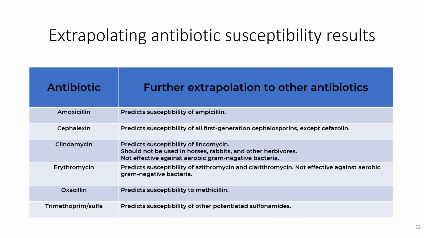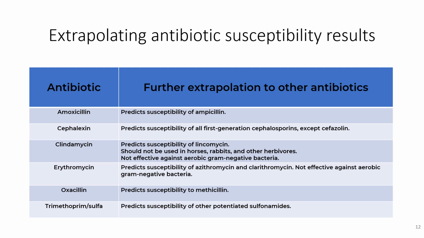It is not possible to report all the antibiotics in a single report. So the microbiology lab often makes use of a representative antibiotic which can be extrapolated to other antibiotics. For example, amoxicillin predicts susceptibility of ampicillin. Clindamycin predicts susceptibility of lincomycin. Erythromycin predicts susceptibility of azithromycin and clarithromycin. So a single erythromycin susceptible result can be used to predict susceptibility to other antibiotics like azithromycin, clarithromycin, and others.